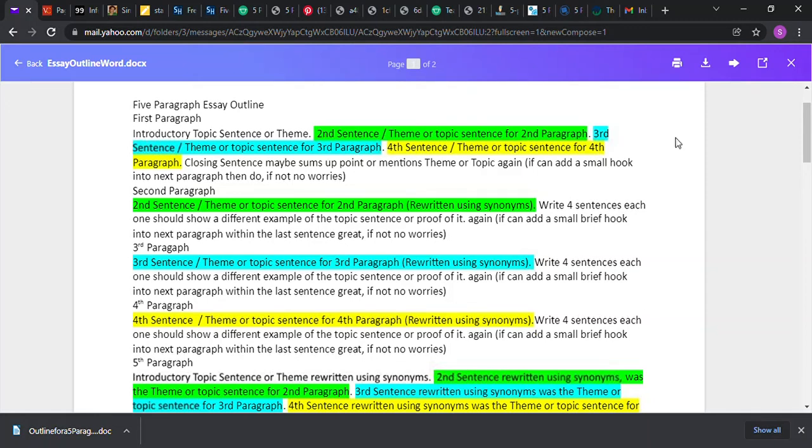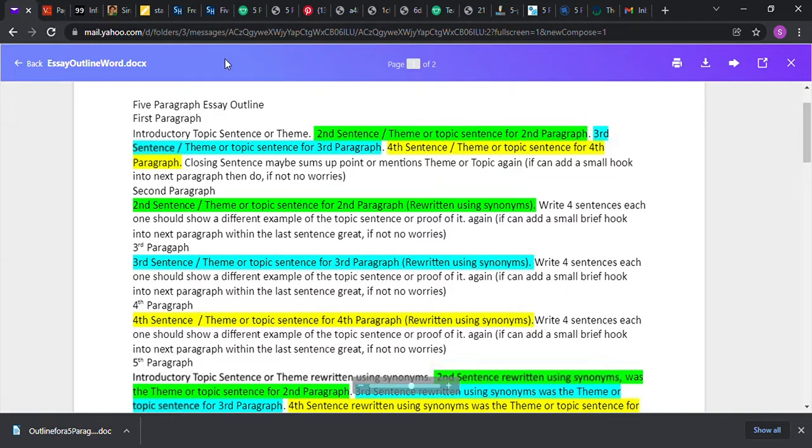Today we are talking about the 5-paragraph essay and the outline or the pattern for creating a 5-paragraph essay. I went looking online because I had created a bookmark years ago for this 5-paragraph essay outline, and I went to look for it and it was gone. Poof! Page 404.